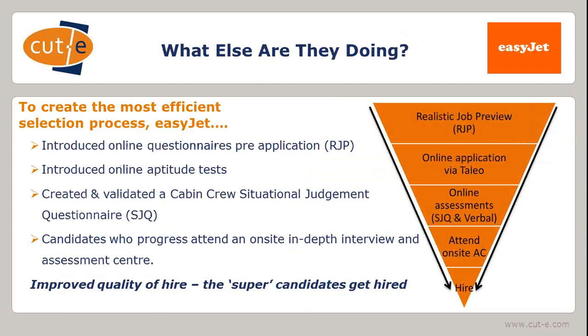They did introduce an online realistic job preview, the pre-application tool for anonymous visitors. They also used an online aptitude test. It was a verbal reasoning measure. And they had a situational judgment questionnaire, which was created specifically and validated for the cabin crew job for EasyJet. And then those who went through those processes did go on to an on-site, in-depth interview process and an assessment center. But what they found was that they were able to get a lot fewer people who actually have to come to the in-depth interview and assessment center by going through these previous steps. And the realistic job preview really did have a big impact in improving the quality of the hire, and they got really super candidates.